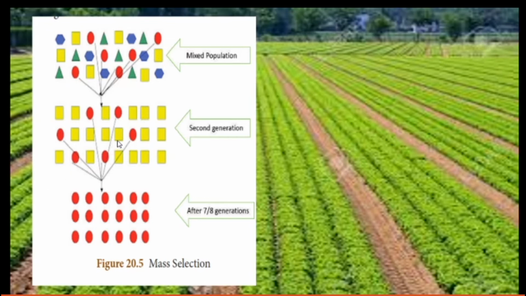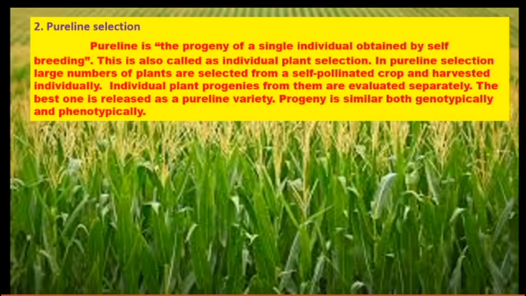So what happened? After up to 7 or 8 generations, the purely desirable species are selected from here. Then they will go for the cultivation, they multiply the seeds, then give them to the farmers. So these are the selection methods of the plants. Pure line selection. What is pure line selection?